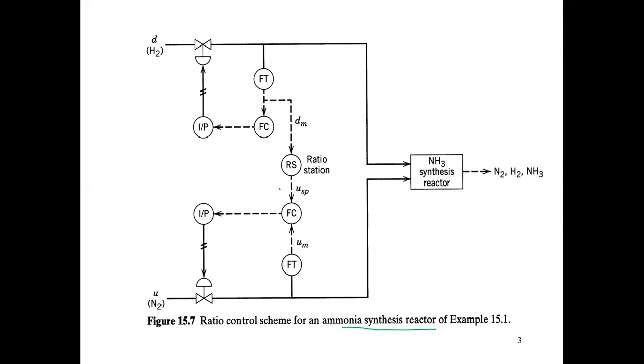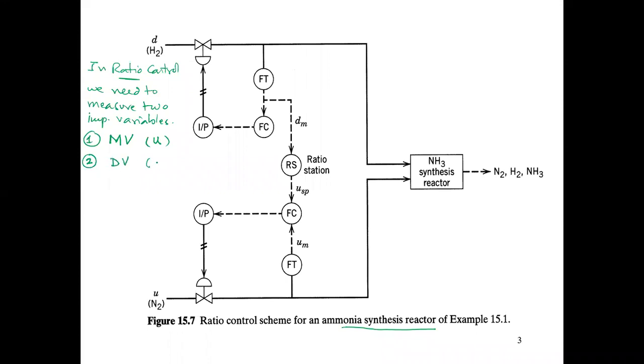कि ratio control में जो हमें चीज चाहिए, in ratio control or controller, we need to measure two things, two important variables, right? Number one variable, the first variable that we need to measure is the MV, manipulated variable, जिसको हम U कहते हैं, and the second thing is the DV, which is called the disturbance D, right?